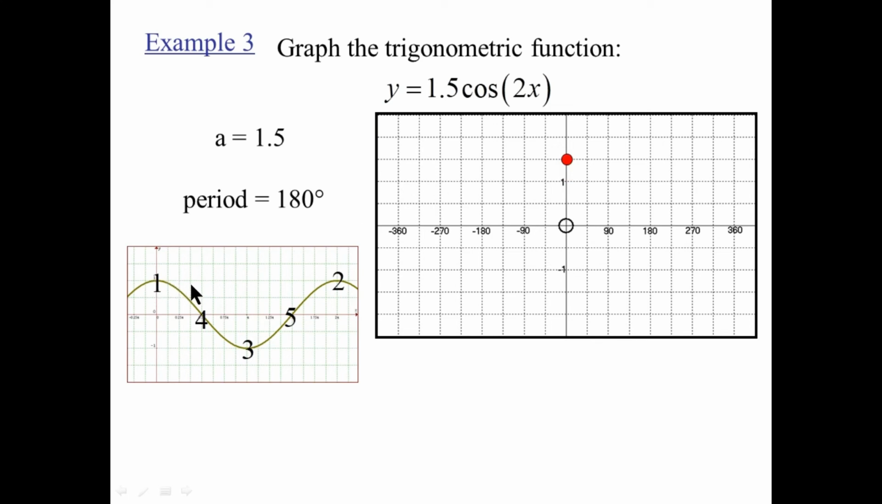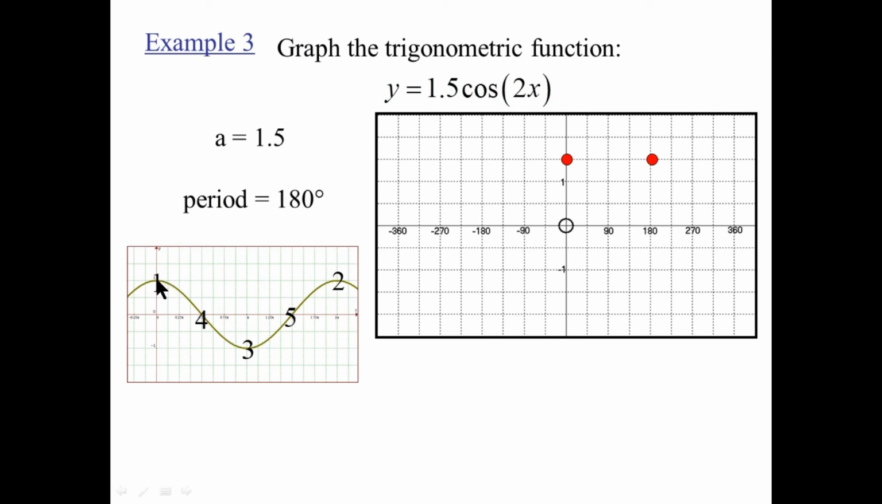Point 2 is 1 period displaced to the right. It's a period displaced to the right. A period is 180 degrees. So we'll go to this point and we'll go 180 degrees displaced to the right and put a point there.